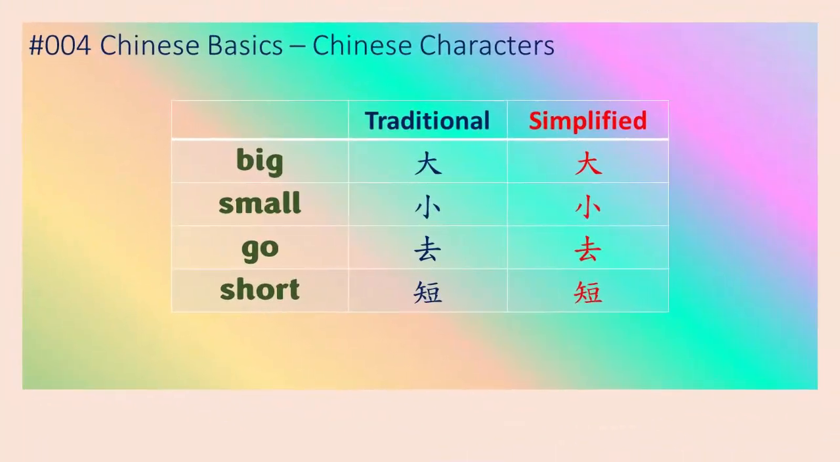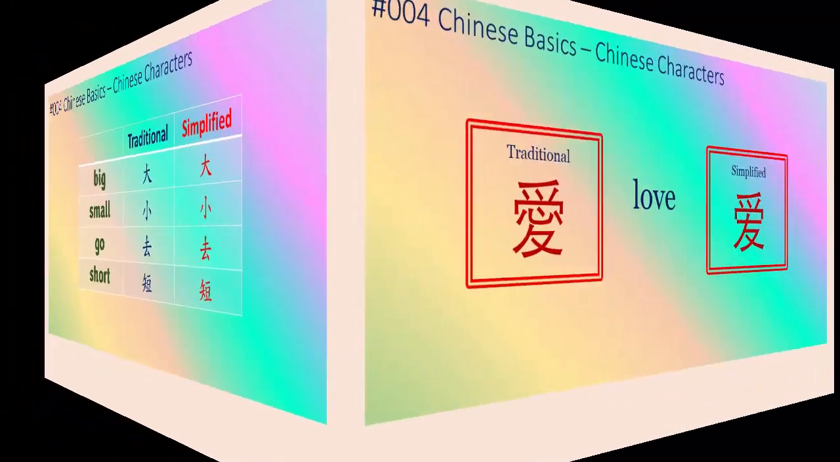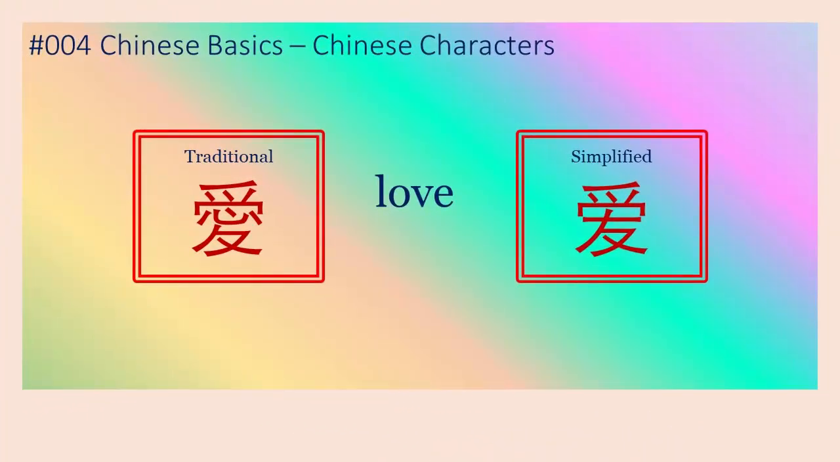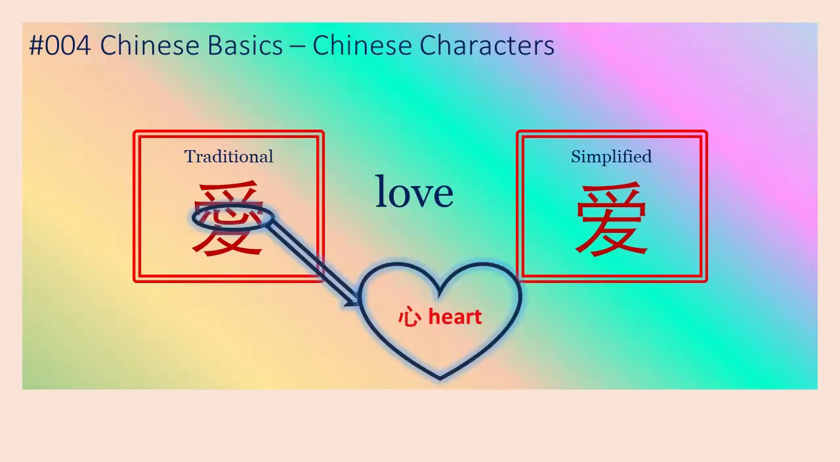Here are some examples of which the traditional and simplified are written exactly the same way. Another example is love, where traditional is different to the simplified. You would notice that the main difference is the part that is encircled, which means heart.